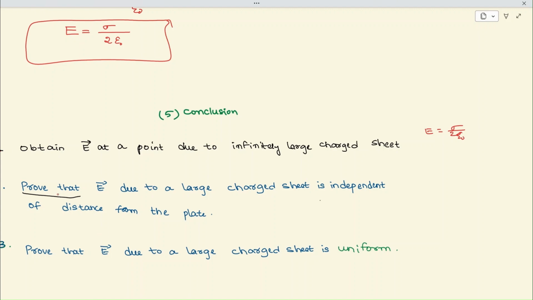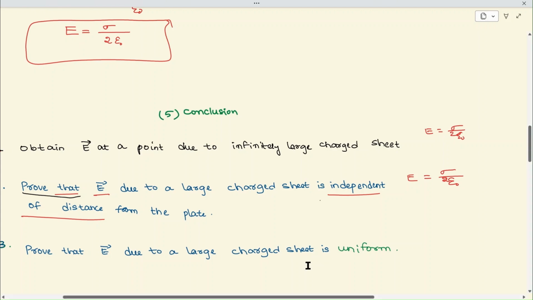If they ask, prove that E is independent of distance, now you have to mention the conclusion: E equal to sigma by 2 epsilon naught. There is no distance term in this. There is no R or D, which means E is not depending on distance, over.